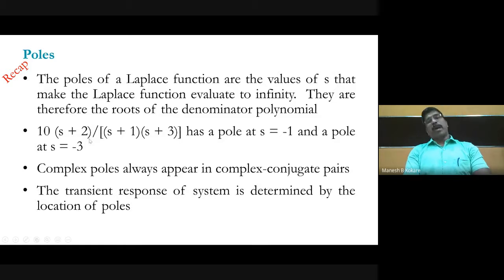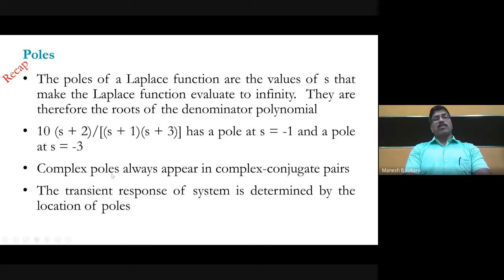Sometimes it may happen that there are complex poles or complex zeros, because if the roots are complex, then the denominator roots are called complex poles, and the numerator roots are called complex zeros.